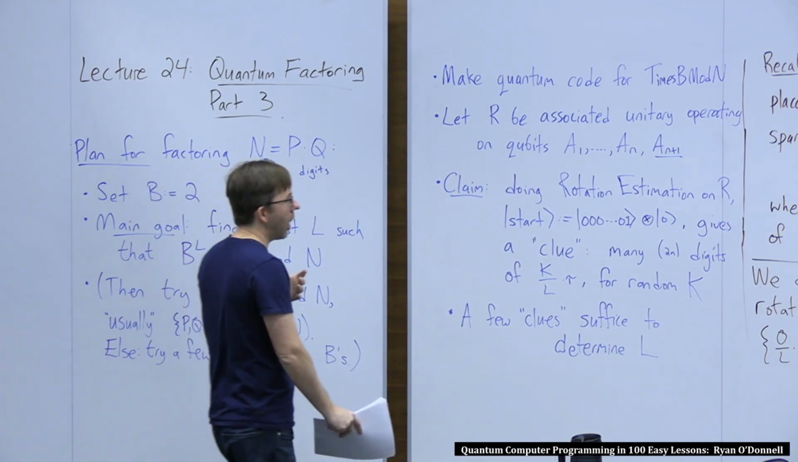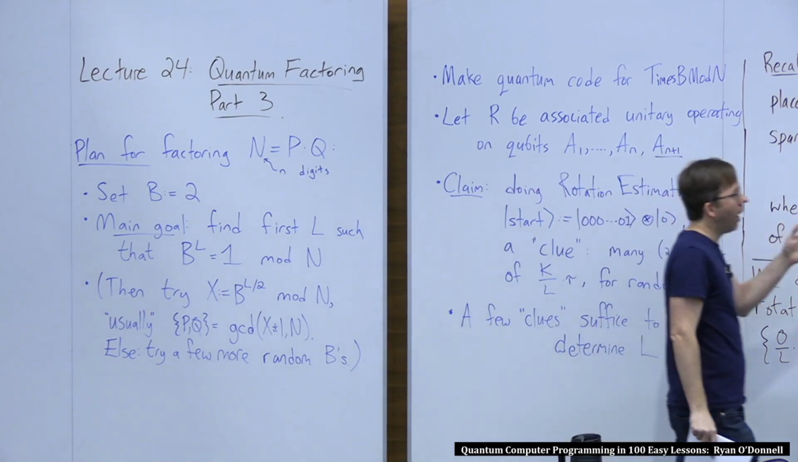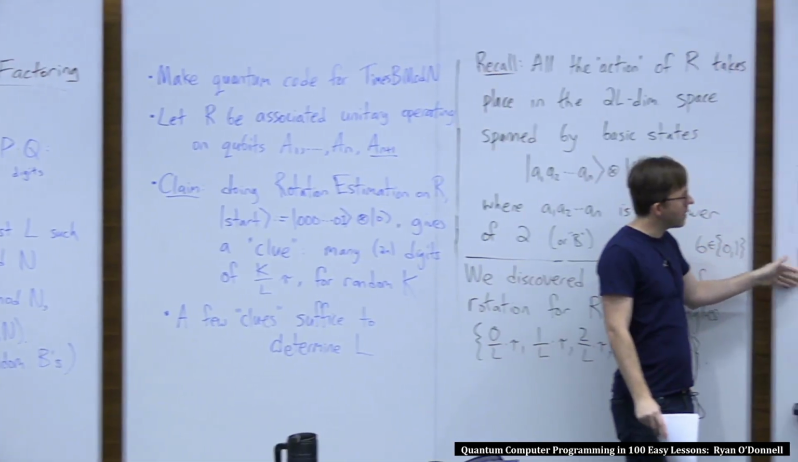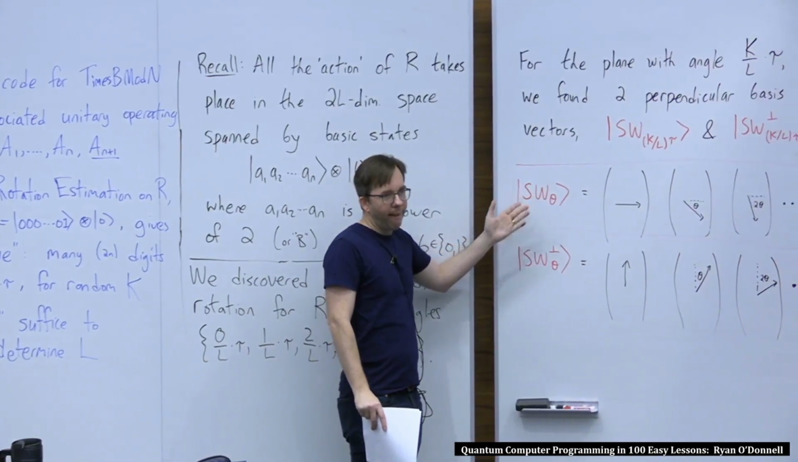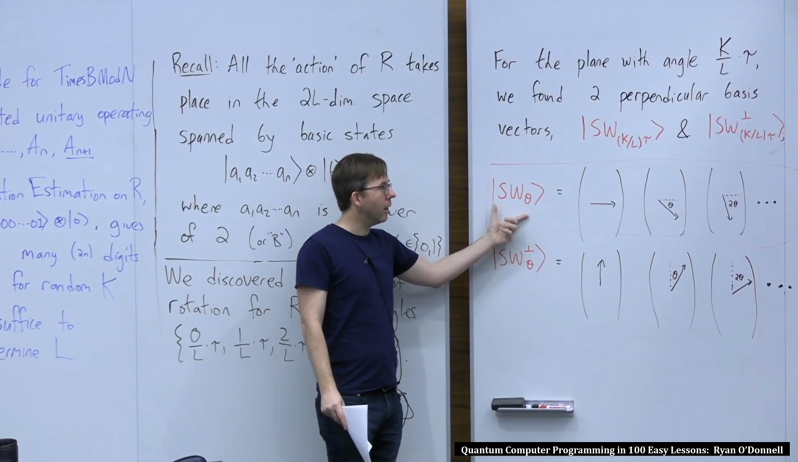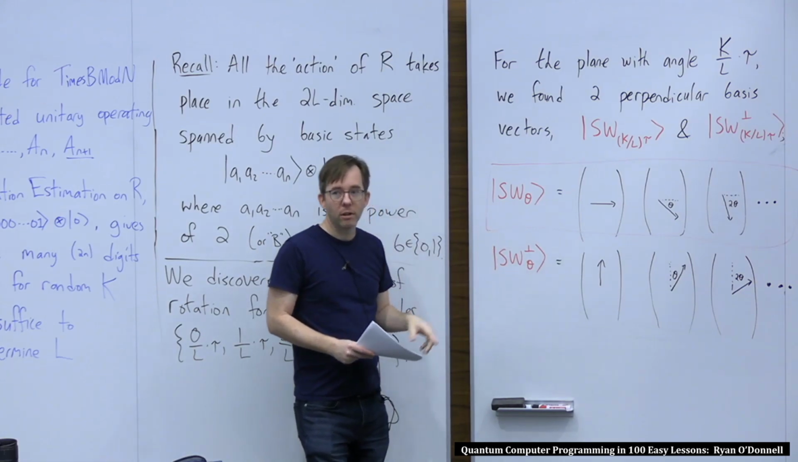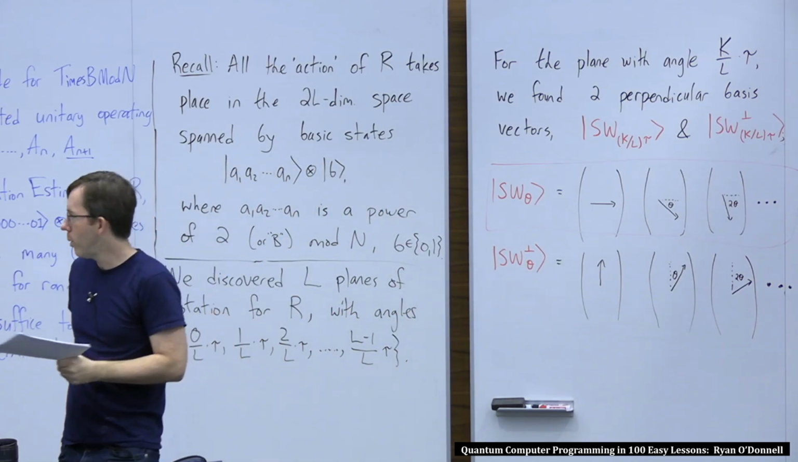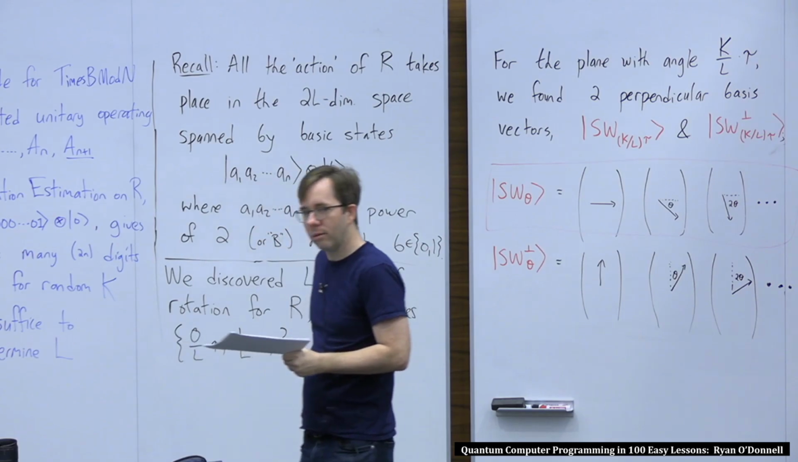So in some sense, what we need to show is that if you take any vector from, let's say, this theta plane, let's say this one, and any vector from a different plane that has a different angle, then those two vectors are perpendicular. So that's what we're going to show in the first part of this lecture.